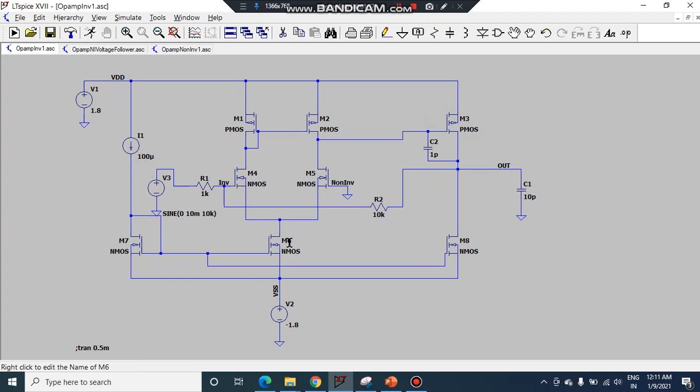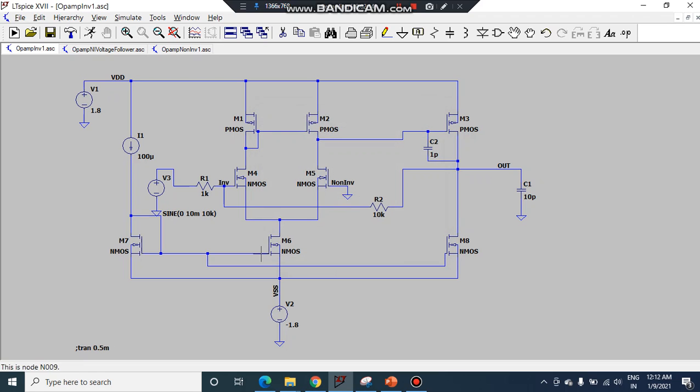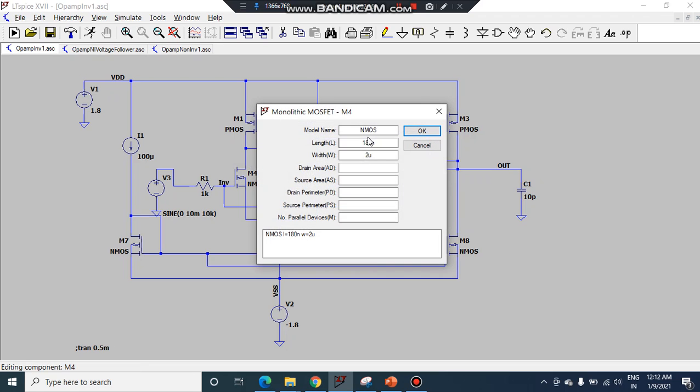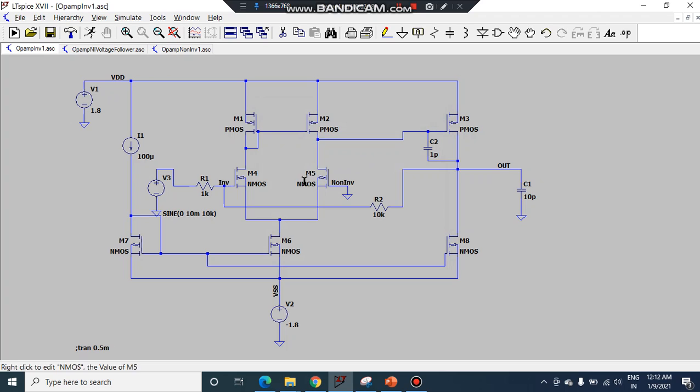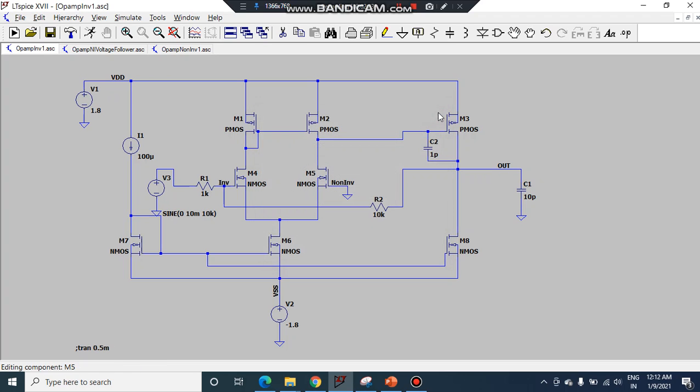Now this 100 microampere of current through M6 must be coming from M4 and M5. So both M4 and M5 must be able to supply 50 microampere of current each. Therefore, the width of M4 must be half the width of the tail transistor, which is M6. So that's why we have selected it as 2 micron. M5 is also 2 micron. Lengths of all the transistors are the same, which is 180 nanometer.